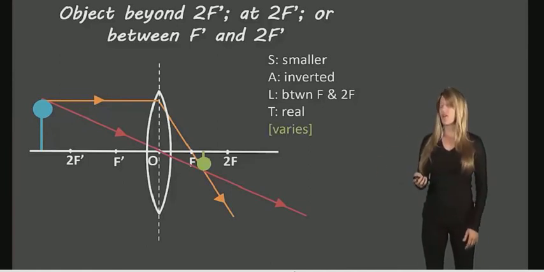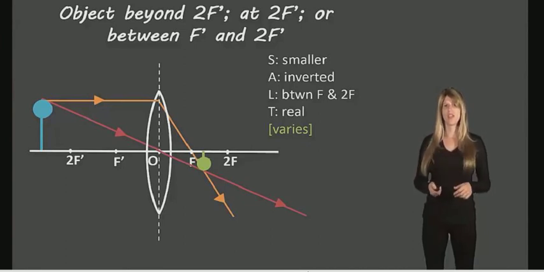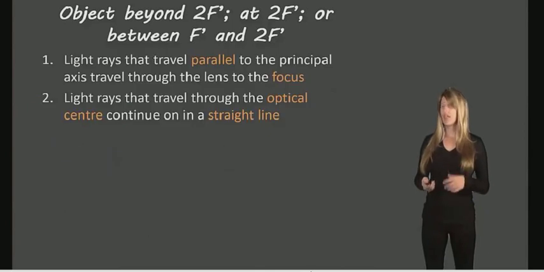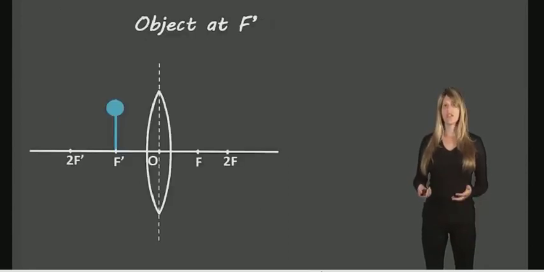So these characteristics vary depending on which of those three locations written at the top. Depending on which of those locations your object is at, you'll have slightly different characteristics here. These are the rules that I just explained. I'm not going to read through them, but if you'd like, you can pause the video and write them down for your notes. So let's take a look at the example when the object is at F prime.